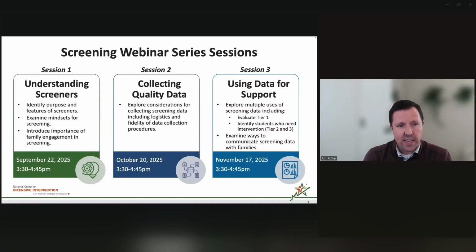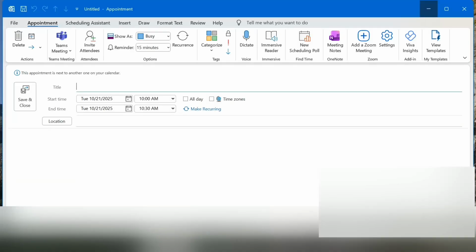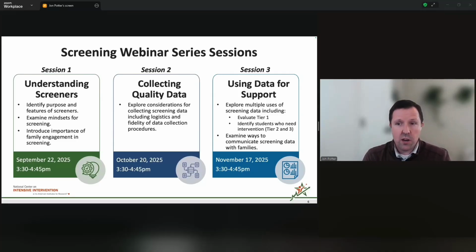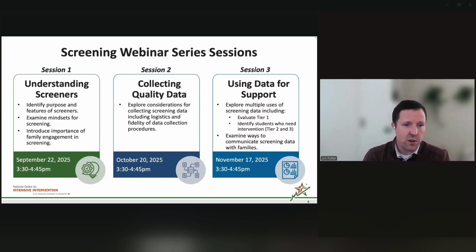And then in the last session next month, we'll dive into more depth on how we use data, which is where we all want to get to, right? We want to collect data for the purpose of changing instructional outcomes for our students. We'll talk about a couple of different uses for screening data. We'll talk about how you use it to evaluate tier one practices, but also how we use it to identify students who will need additional intervention, be it tier two or tier three. So we'll dive into use of intervention a little more in the next session.